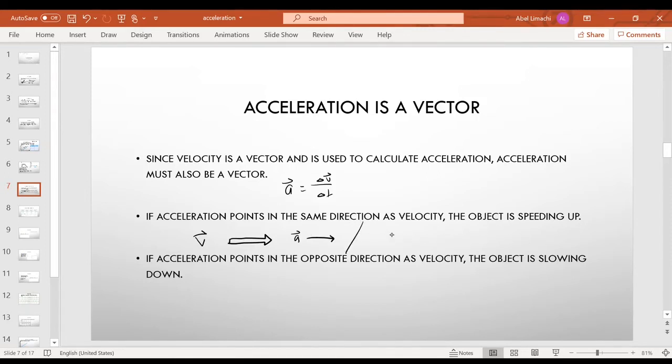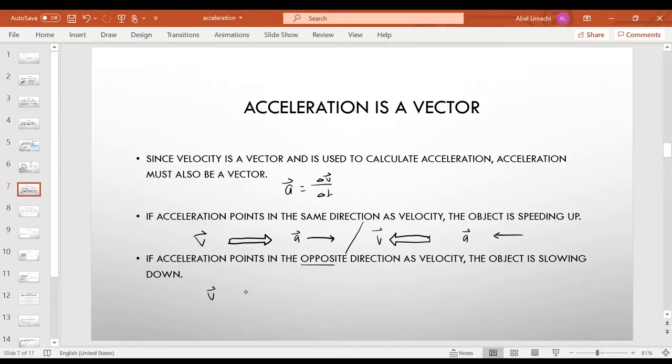So if we were to take a different scenario where the v vector is actually pointing to the left, but the acceleration vector is also pointing to the left, they're still buddies. Every second that passes by, the v vector is going to increase by this amount, the magnitude of this acceleration vector. However, if acceleration points in the opposite direction, the object is slowing down.